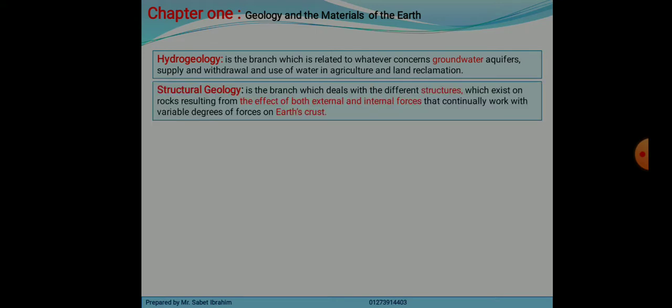Structural geology. Structural geology is a branch which deals with different structures which exist on rocks resulting from the effect of both external and internal forces that continually work with variable degrees of force on Earth's crust. So structural geology is related to structures and the effect of both external and internal forces.